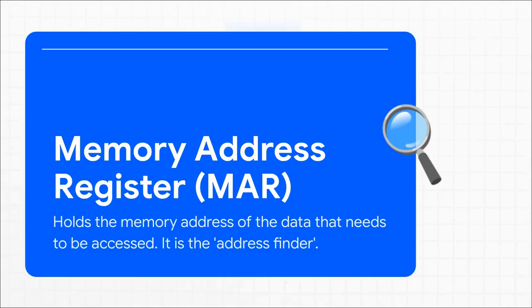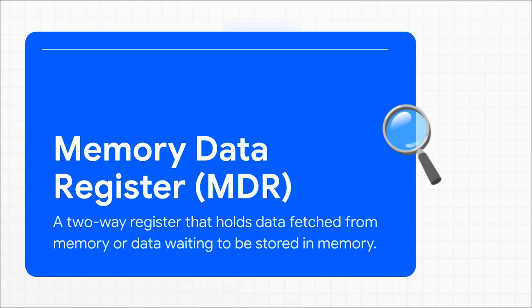So the first librarian is the Memory Address Register, or MAR for short. Its entire job, its only job, is to hold the exact address of the information the CPU is looking for. It's literally like telling the librarian, hey, I need the book from aisle 5, shelf 3, position 7. The MAR tells the memory exactly where to look. No guessing.